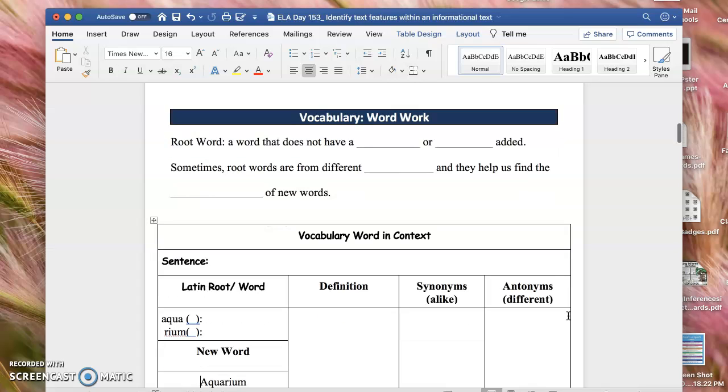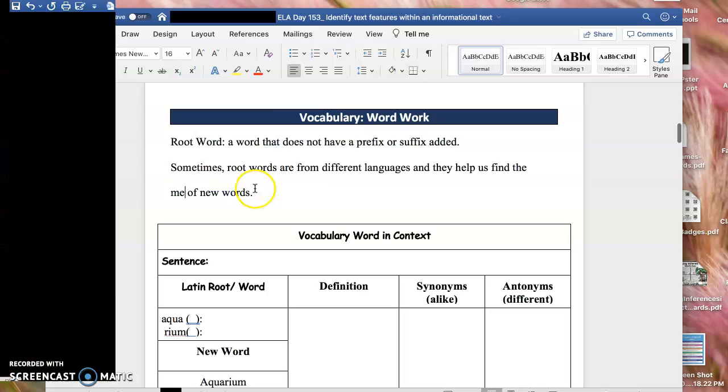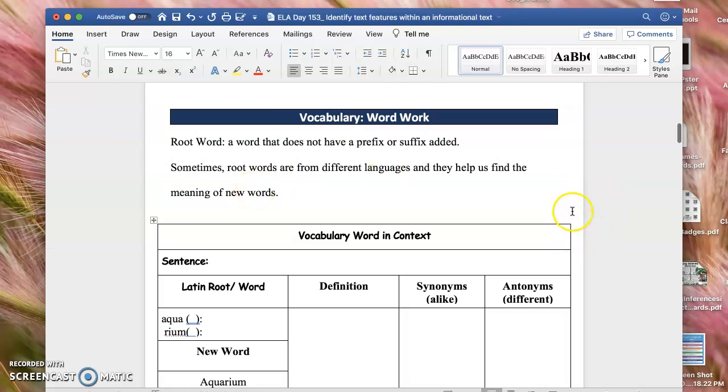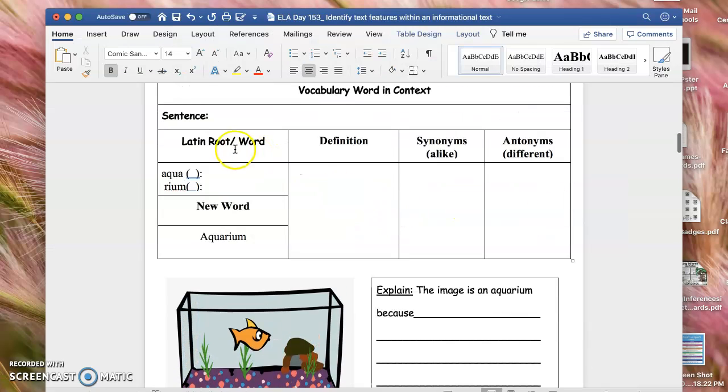Now let's move on to our vocabulary word work. We're going to go over this fast because we've been going over this all week. A root word does not have a prefix or a suffix added, right? And we know that root words are from different languages and they help us find the meaning of new words. So first word we had was antisocial. Yesterday our word was semicircle, which is half of a circle. Today we're talking about aqua. Aqua is a Latin root.